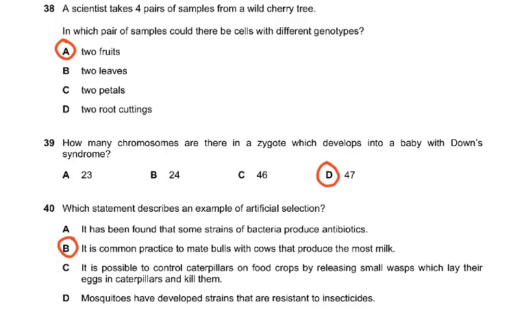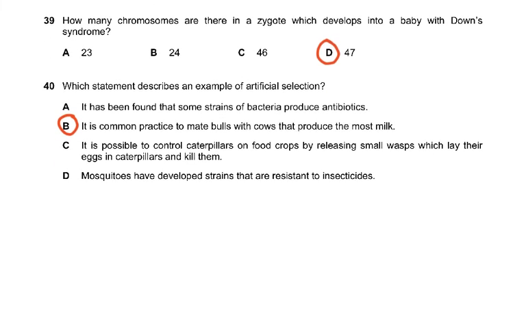Question 38. A scientist takes 4 pairs of samples from a wild cherry tree. In which pair of samples could there be cells with different genotypes? 2 fruits. Yes, after fertilization, there's fruit formation. So we don't know which pollen fertilized which female gamete. Just like a couple having two children, a boy and a girl, two different genotypes, two different fruits could be compared to them. Two leaves, the same thing; two petals, same thing; two root cuttings, same thing. That makes sense: leaves, petal, and root were all the same, and that was not the answer.